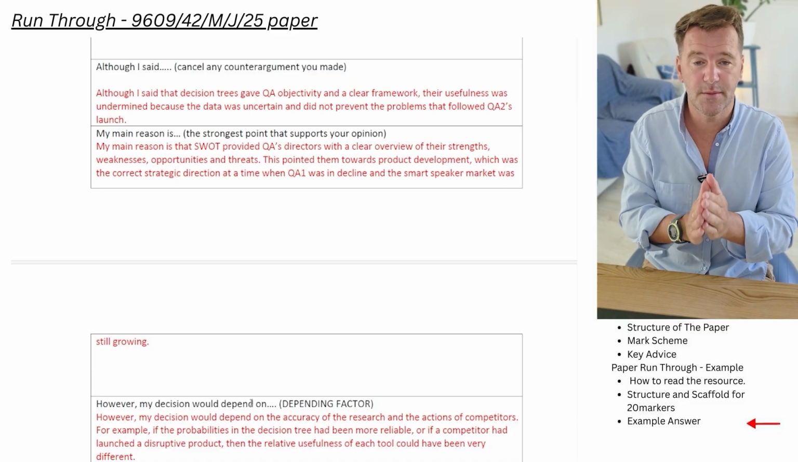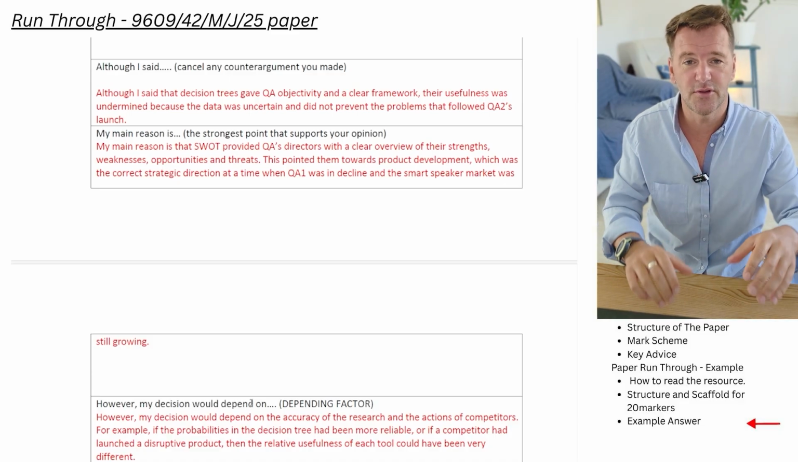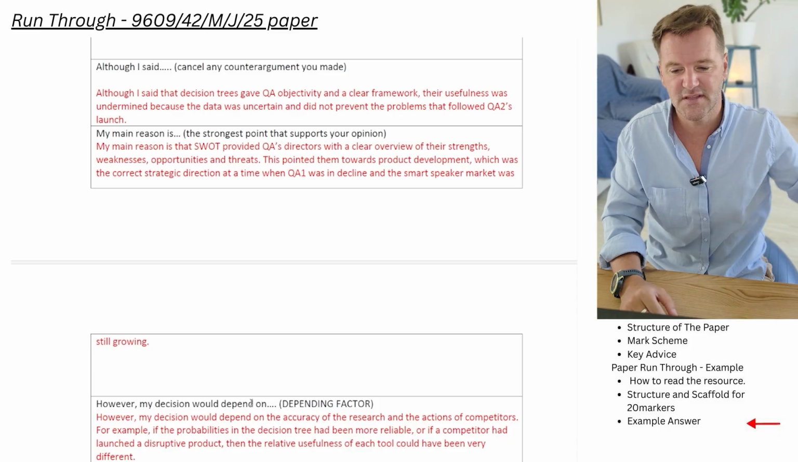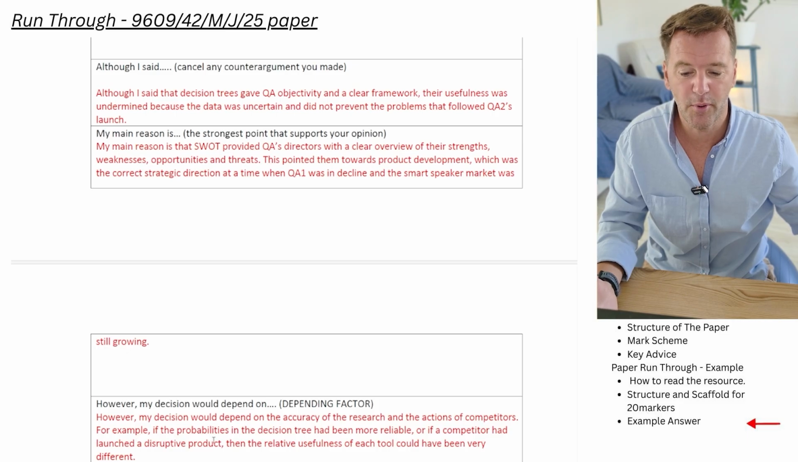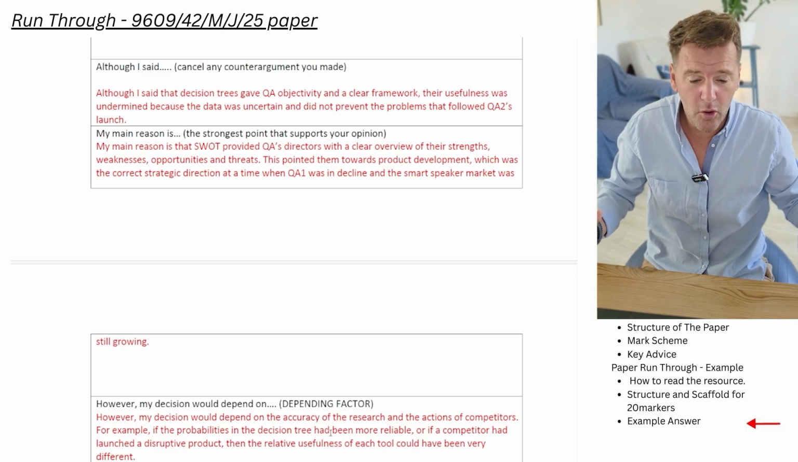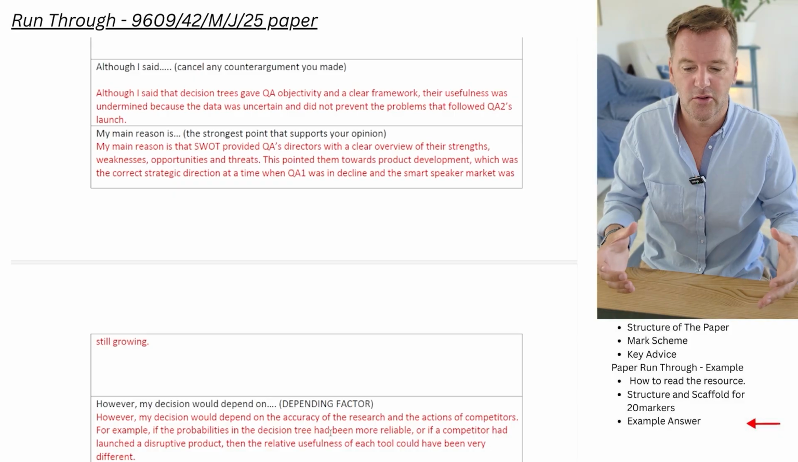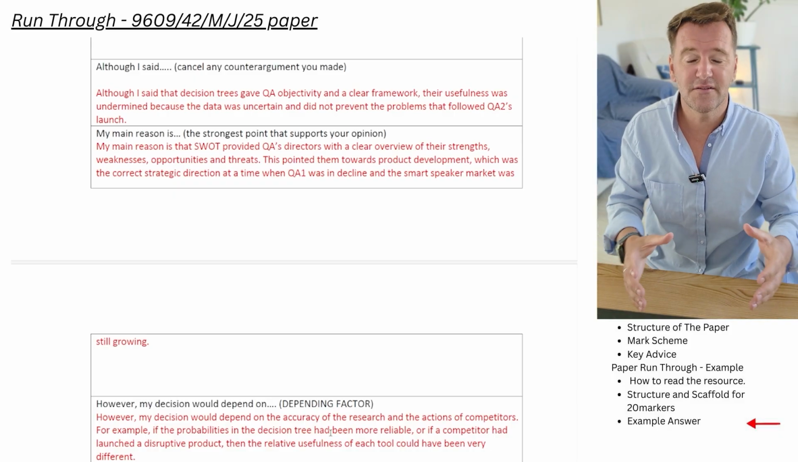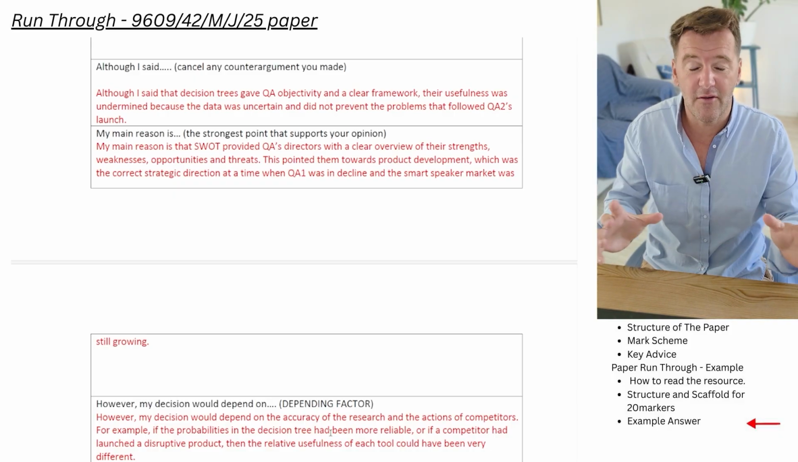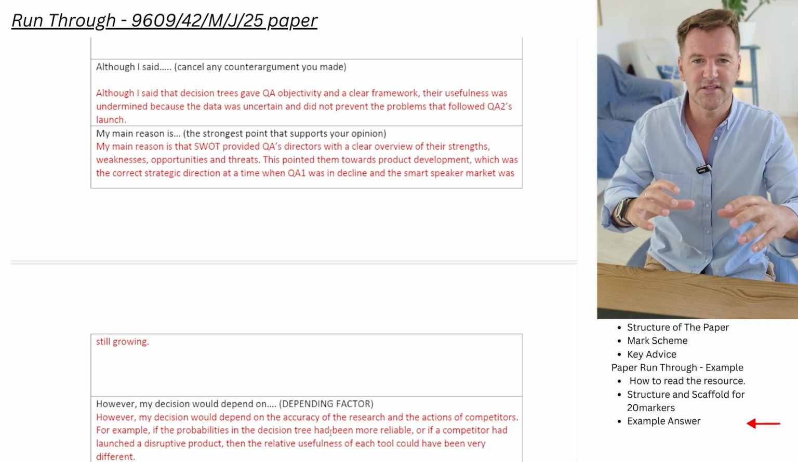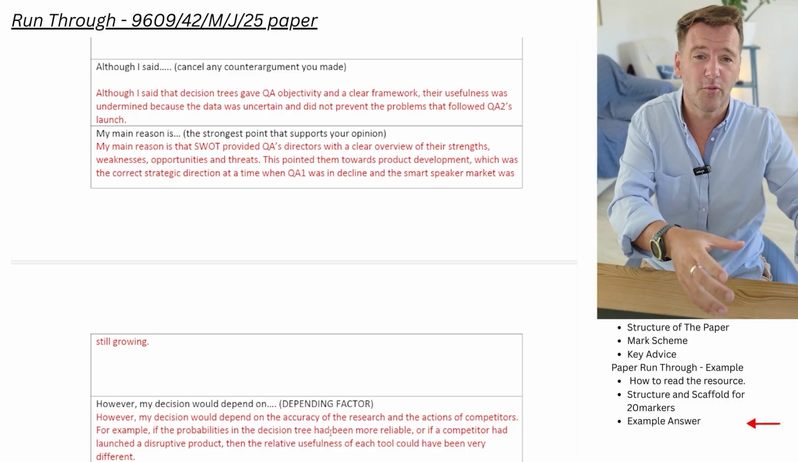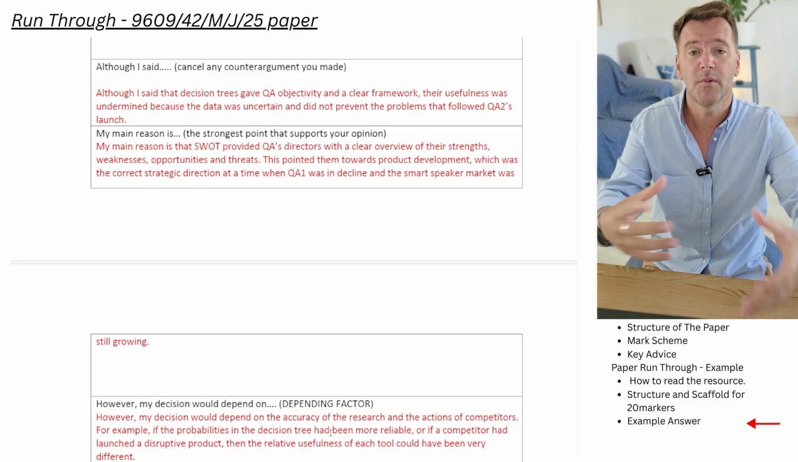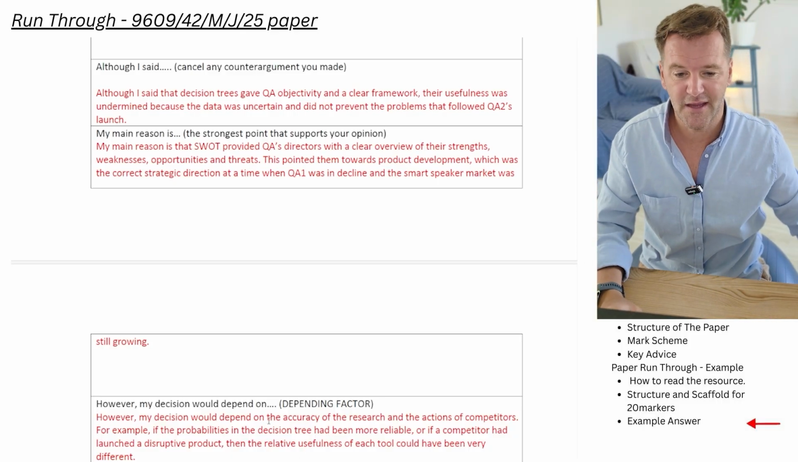However, now my answer depends upon, we need this dependent factor. If you don't hit the top level of marks. What does this depend on? However, my decision would depend upon the accuracy of research and the actions of competitors. For example, if the probabilities in the decision tree had been more reliable, or if the competitor had launched a disruptive product, then the relative usefulness of each tool could be very, very different. So I have to end by saying, all right, I said decision trees were a bit rubbish, but maybe that's not really their fault. It's because of the data that was put into them. So you've got your dependent factor.